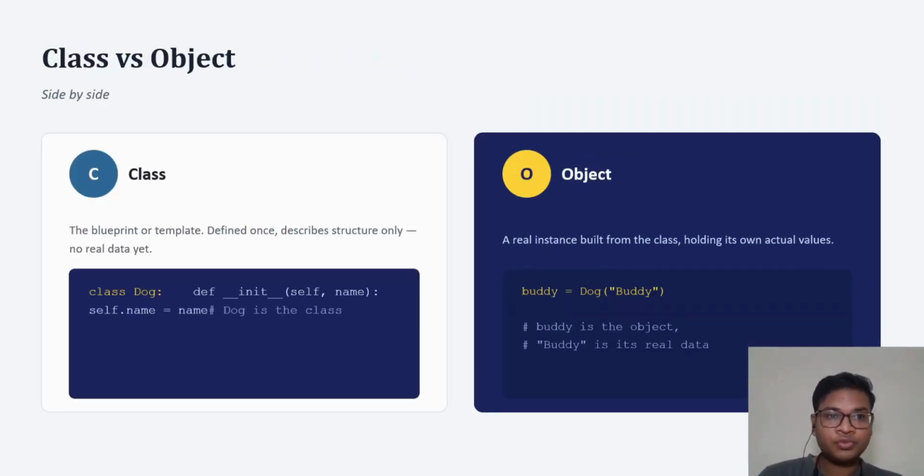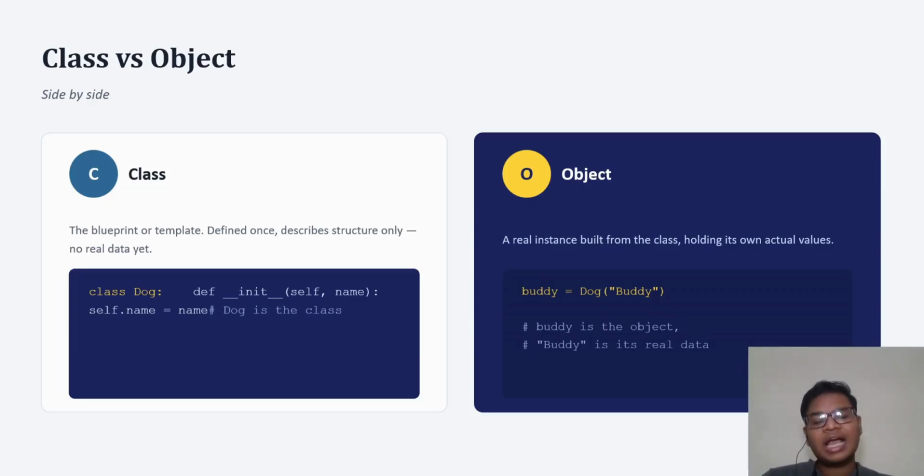So let's move forward and take a quick look at the difference between class and object side by side. A class is the blueprint or template. It describes a structure only, with no real data yet. What does it mean? For example, when you create a class like Dog.